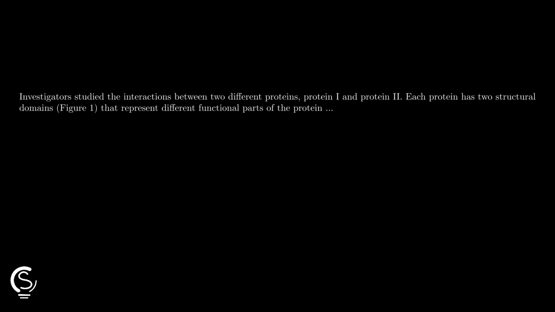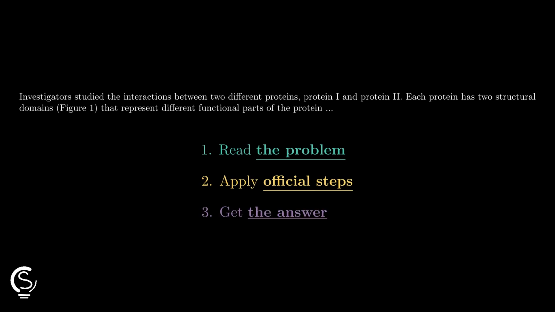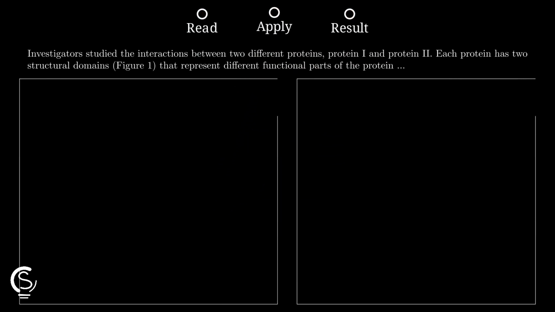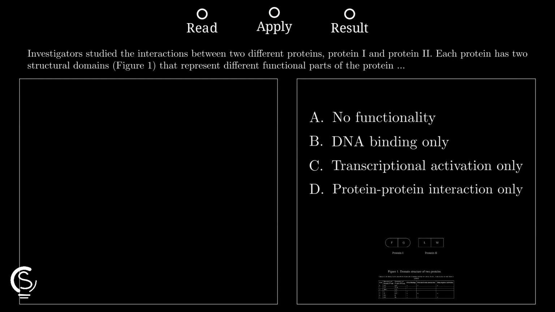Protein domains can look messy, but this one breaks fast if you track which domain handles binding, interaction, and activation, then match G with M. Start by reading the table for each domain's job. The data shows some domains bind DNA, some help proteins interact, and others activate transcription, so each function must be assigned separately. Next, focus on domain G.